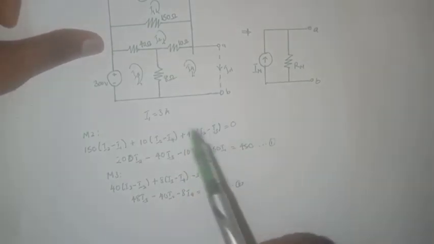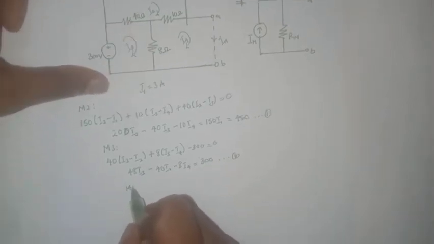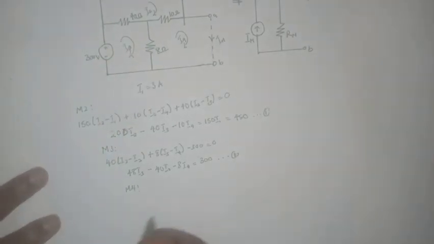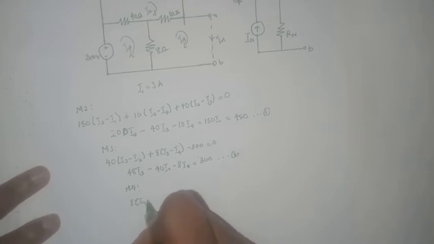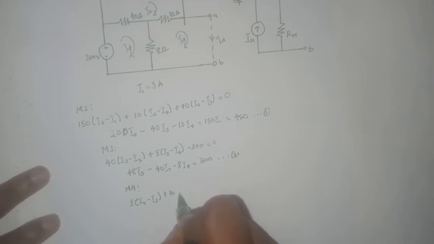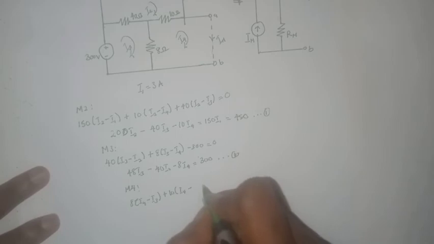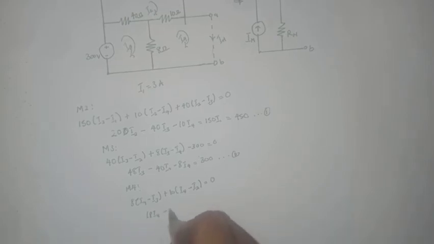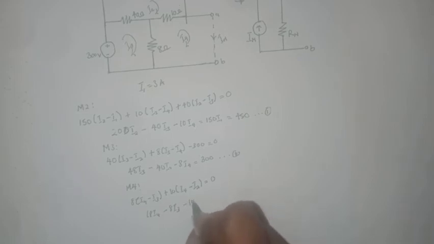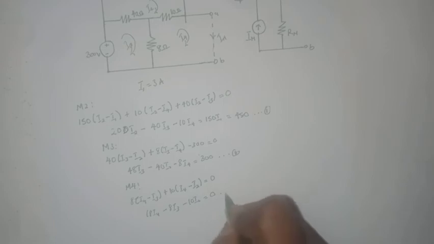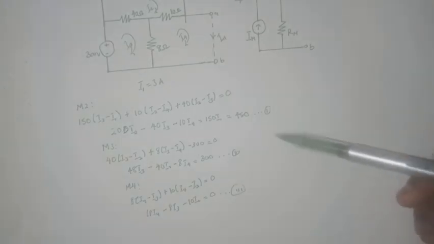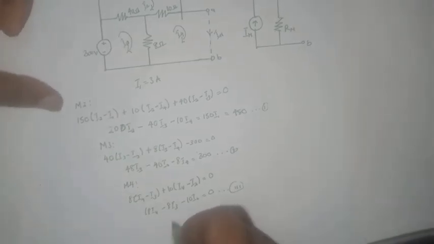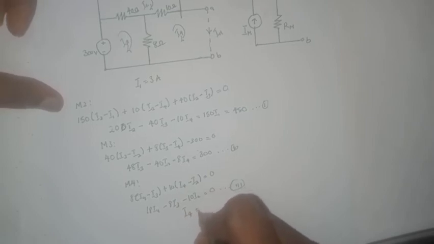Then we proceed to the fourth mesh, M4, where we write the equation as 8 times (I4 minus I3) plus 10 times (I4 minus I2) equals 0. We can rewrite that as 18 I4 minus 8 I3 minus 10 I2 equals 0. We can call that our third equation. Then we proceed to solving these three equations simultaneously to find the value of I4, and with that, we arrive at I4 being equal to 8 amperes.